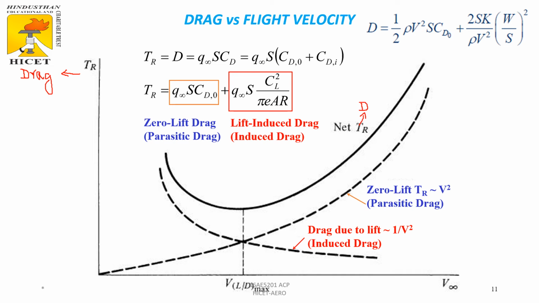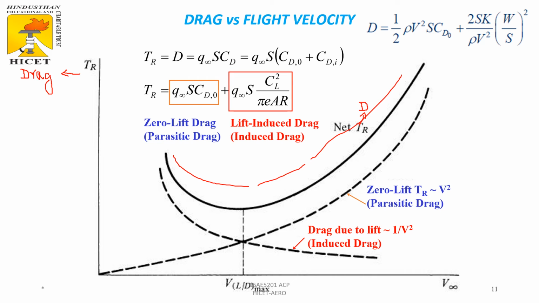So this is drag versus flight velocity. This is the same graph which we are trying to interpret in a further way. So that is your full graph. This is the graph due to lift, and this is your graph due to zero lift drag.